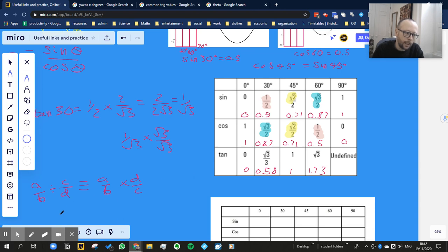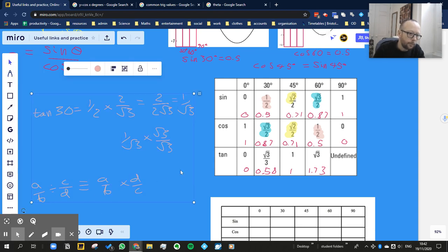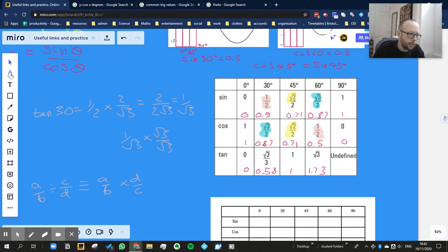So basically, if I multiply it by that, then we end up with root 3 over 3. And so that's what that one is there.